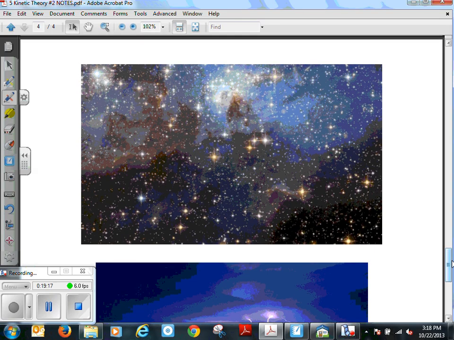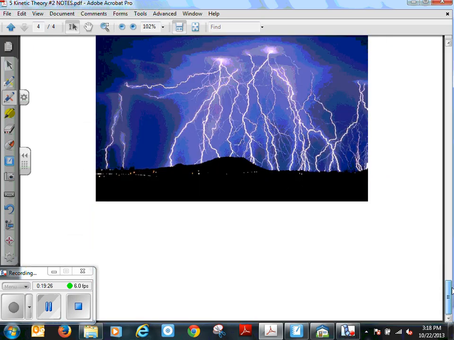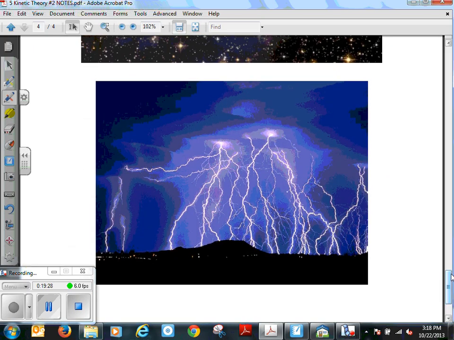So what you're seeing in the night sky is stars, which are a plasma form. And then here's a really cool picture too. Lightning is also plasma, such a high energy. So do you have any questions?